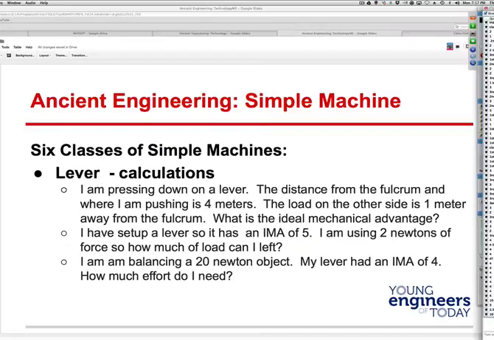All right, so let's figure out our formula. IMA equals the load I'm lifting divided by 2. And so in this case, I can lift 10.